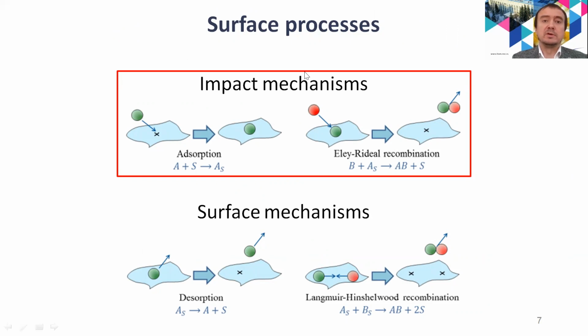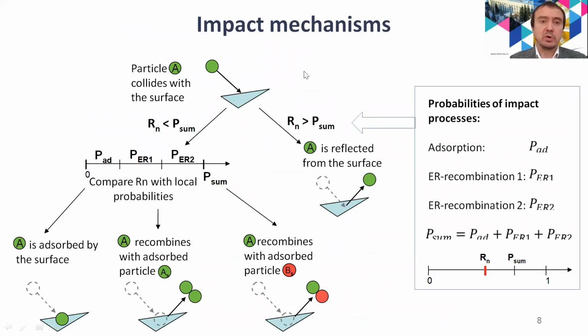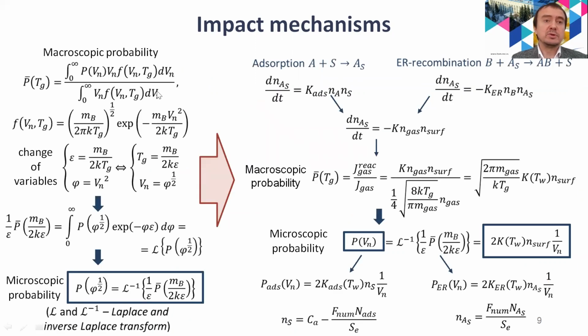We can solve their inverse problem to obtain the probabilities of the adsorption or Eley-Rideal recombination, to obtain probabilities of this process, and then we can directly use these probabilities in our DSMC simulations on the move step, as I mentioned. So we solve these inverse problems written in the following form.